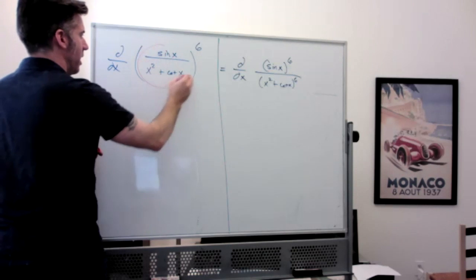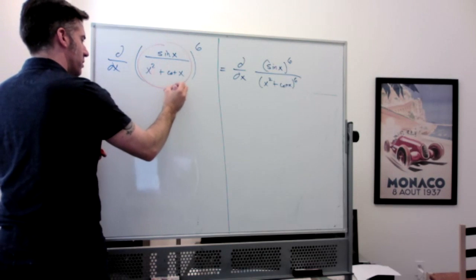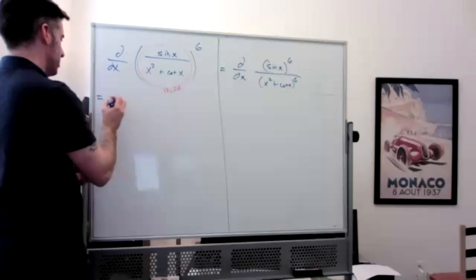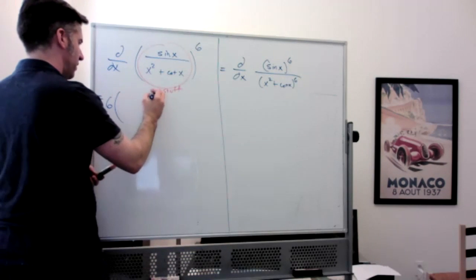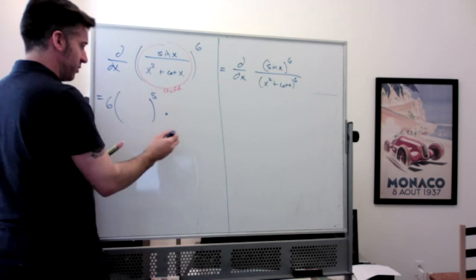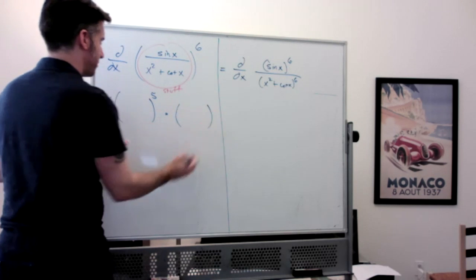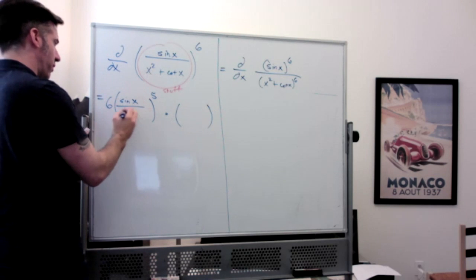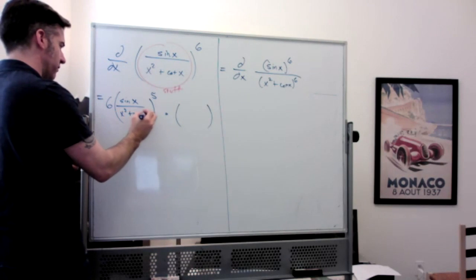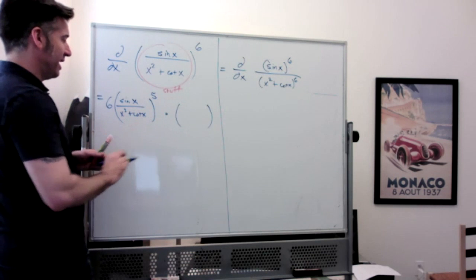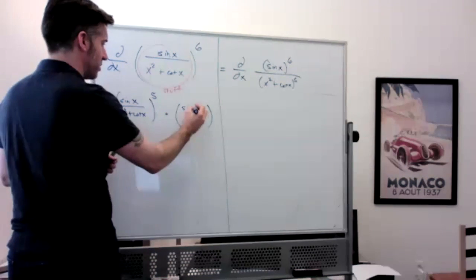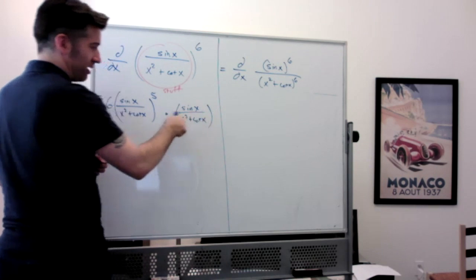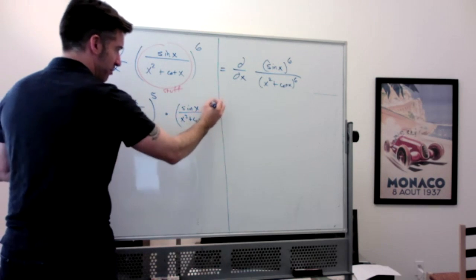All of this stuff to the 6th power. And my derivative is going to be 6 times my stuff to the 5th power times the derivative of my stuff. So it's going to be 6 times (sine of x over x squared plus cotangent of x) to the 5th times the derivative of that, which I'm just going to write as (sine of x over x squared plus cotangent of x) prime.